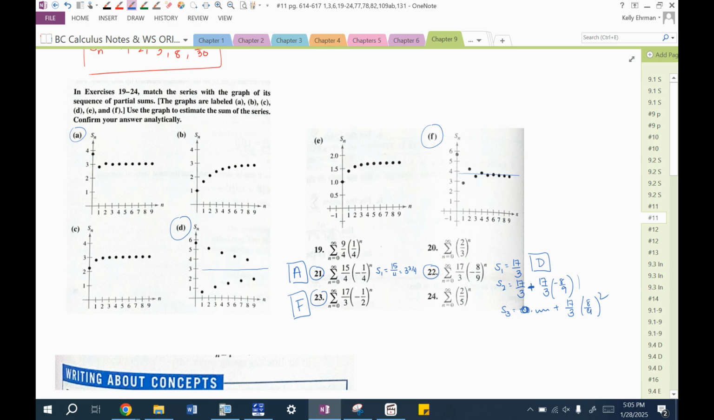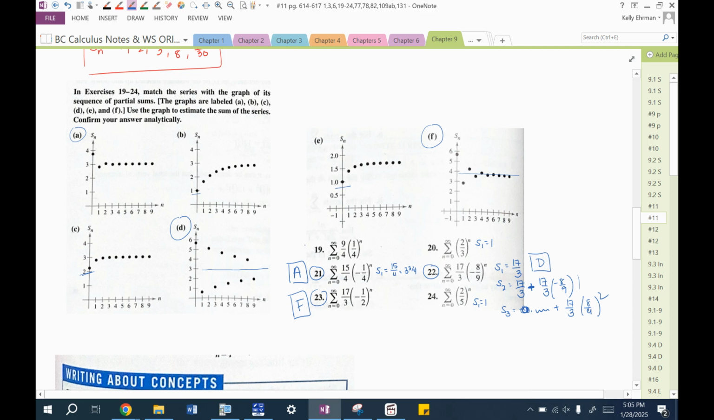Okay, pause on those. And what about the other ones? B, C, and E. B and E both start at 1, but C starts a little bit above 2. So let's look at these. 20 and 24, when you plug in 0, the first term is 1. So those are the two that we're going to decide between, B and E.